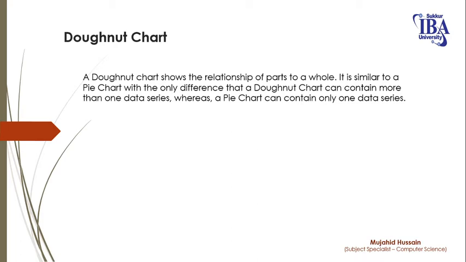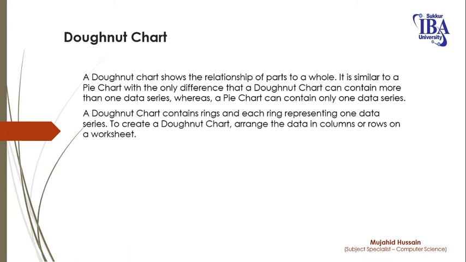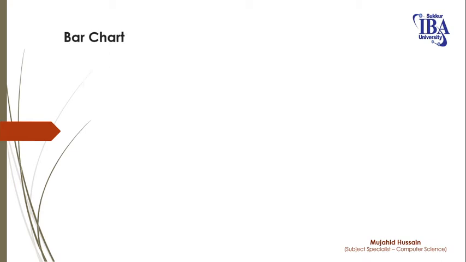But if you have more than one data series, then a donut chart is better to use. A donut chart contains rings, and each ring represents one data series. It means in a donut chart you will have different rings, each ring containing a single data series. To create a donut chart, arrange the data into columns and rows on a worksheet.